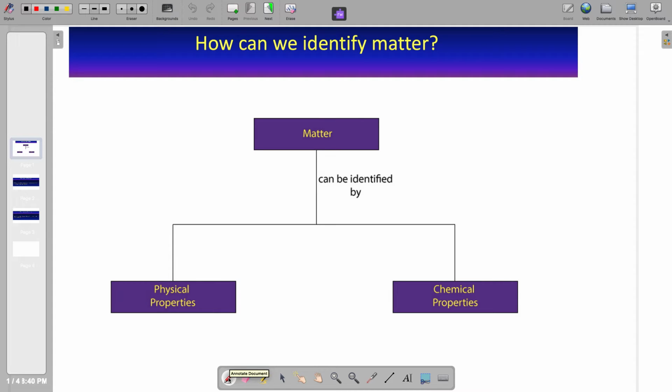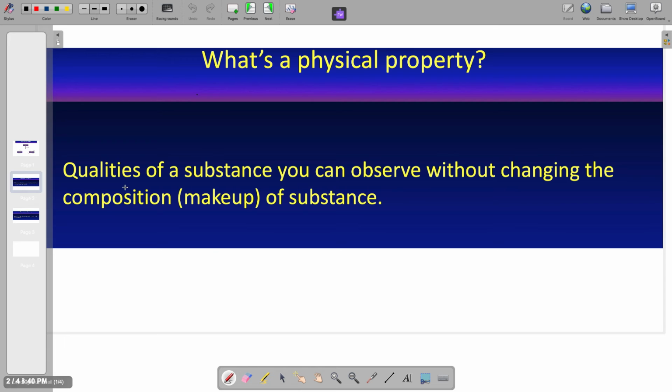In this lesson, we will discuss how to identify matter. So how can we identify matter? We can identify matter by what we call physical properties and also chemical properties. So what is a physical property?